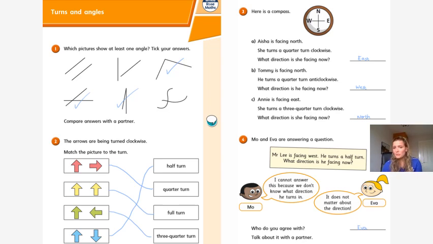So Mo is correct that we don't know which direction he's turning in. However, Eva is actually correct because it doesn't matter if it's half a turn, whether you turn clockwise or anti-clockwise, you will still be facing the same way because it is turning half a turn rather than a quarter or 3/4.